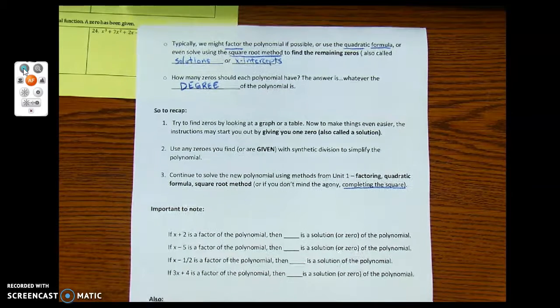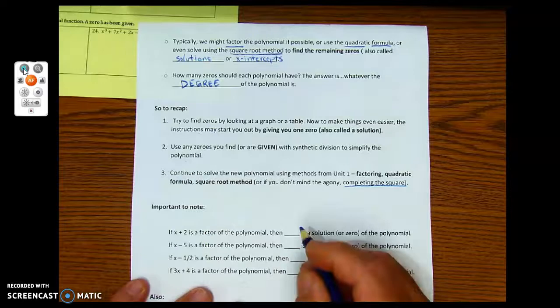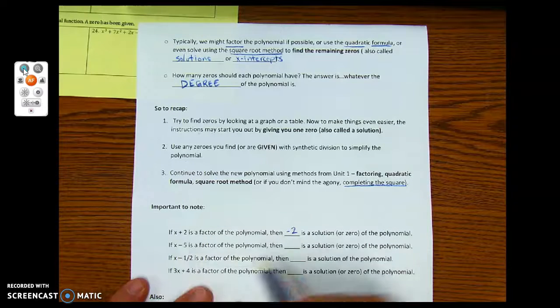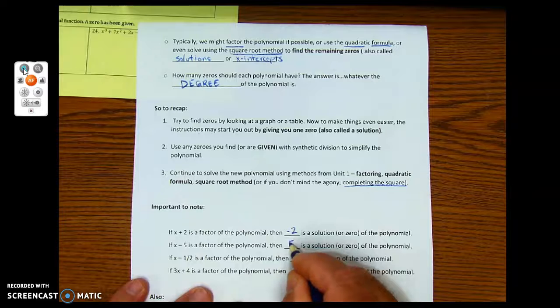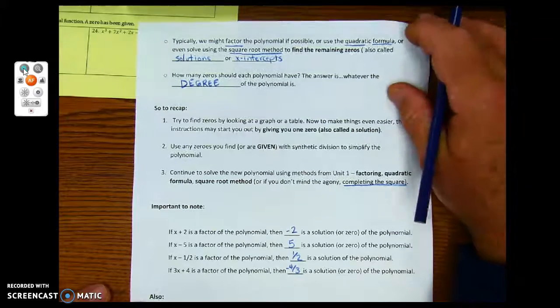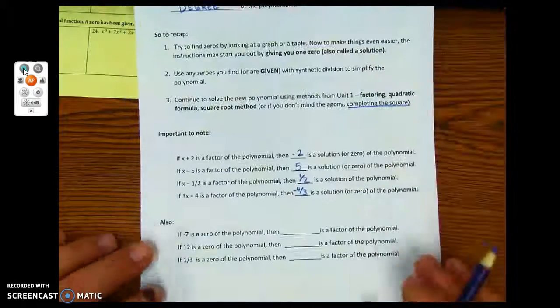Just a couple things that you need to remember. If x plus 2 is a factor of the polynomial, then negative 2 is your zero. If x minus 5 is a factor, then 5 is your zero. If x minus 1/2 is a factor, then 1/2 is your zero. If 3x plus 4 is a factor, negative 4 over 3 is the solution. Remember, reverse and bottoms up there. We talked about that a couple times in previous units.